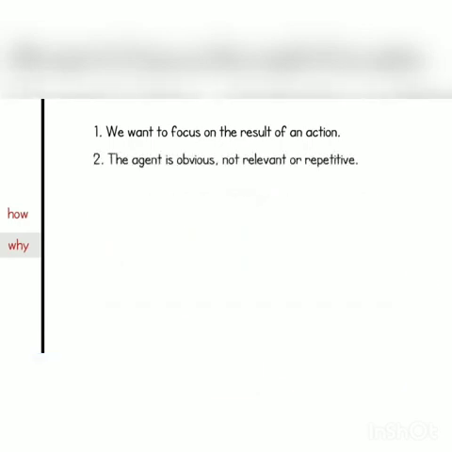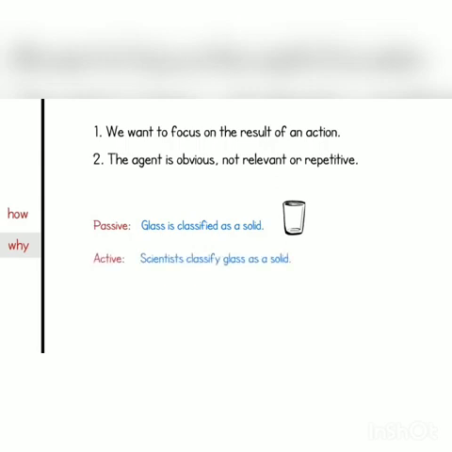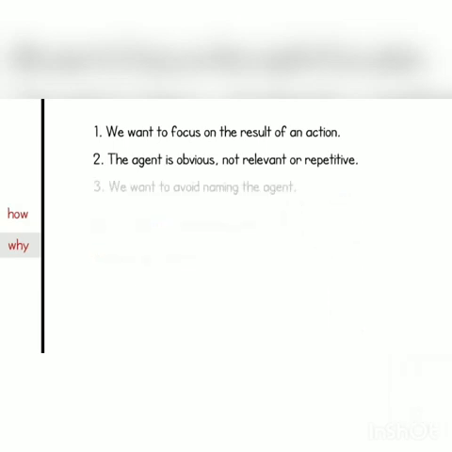The number two reason why we use passive is the fact that sometimes in certain cases the agent is obvious or not relevant or repetitive. For example, glass is classified as a solid. Who classifies them? Simply scientists classify glass as a solid.